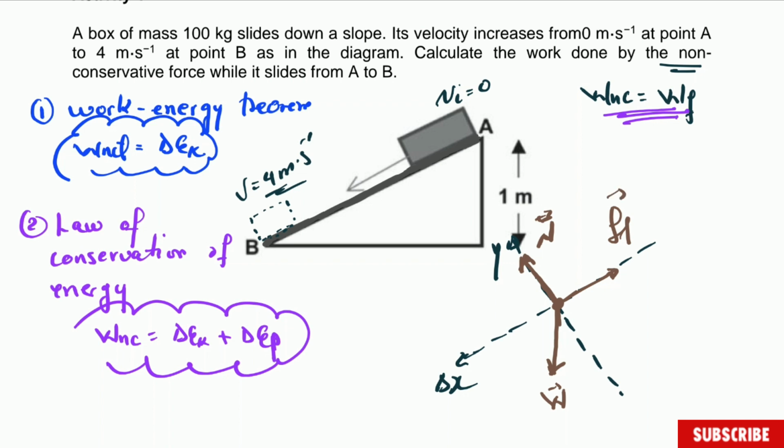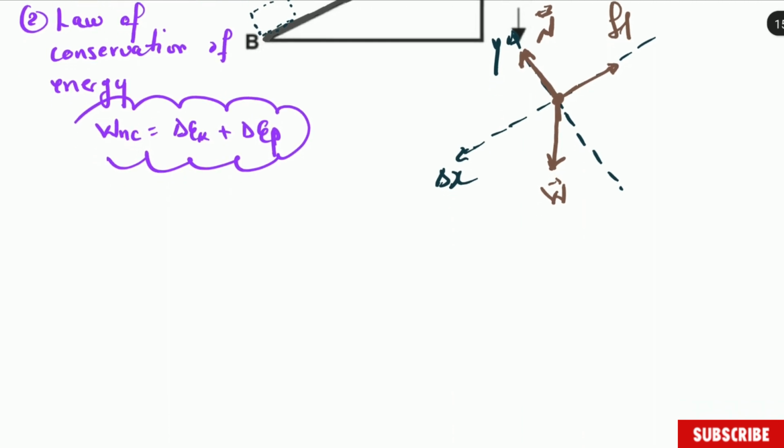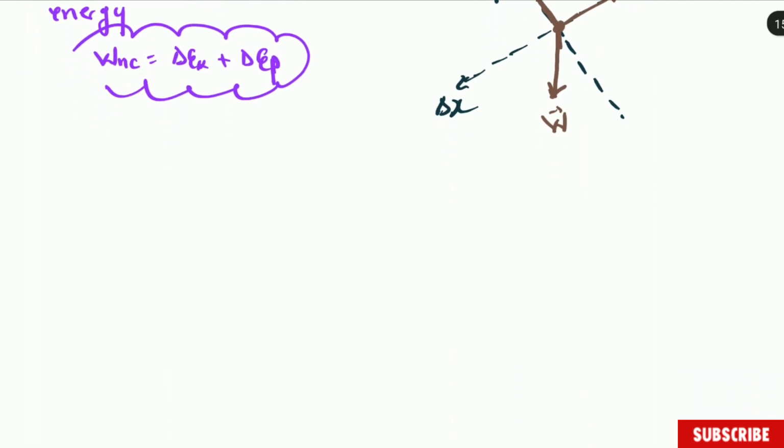So the work done by the non-conservative force, in other words, will be the work done by friction plus the work done by normal. But the work done by normal is equal to 0 because normal does not do work. So we are looking for the work done by friction, and we can use those two methods. Let's start with the law of conservation of energy, and then I think you can go and try the work energy theorem. We're going to combine both ways of answering different questions during all these questions. So let's follow this method that you can see there.